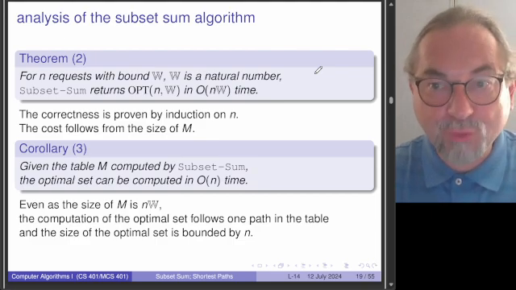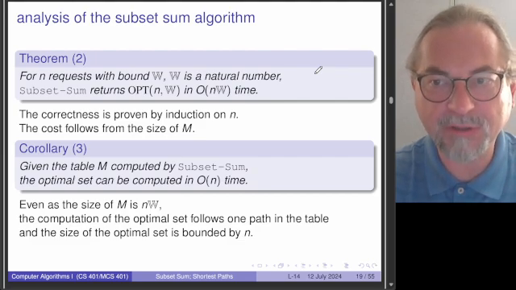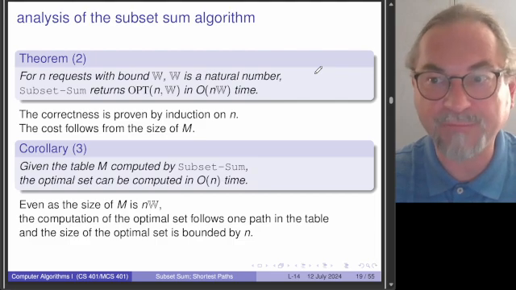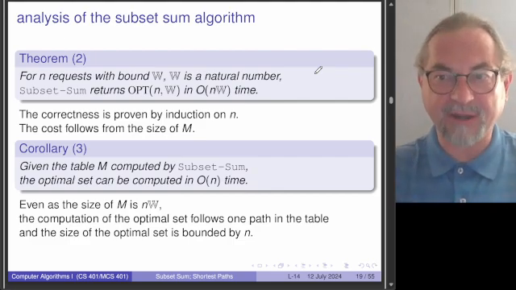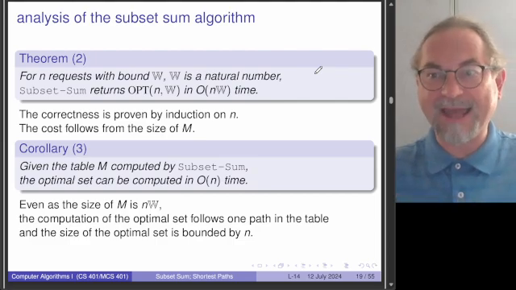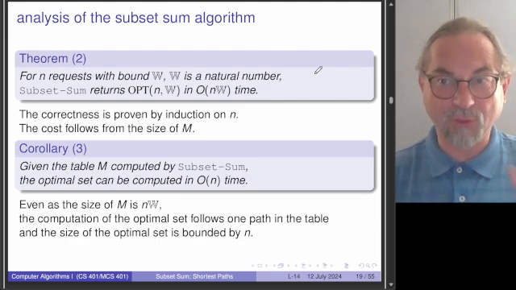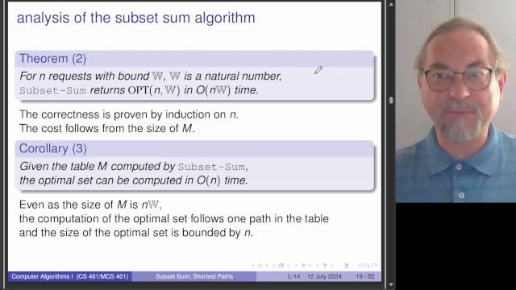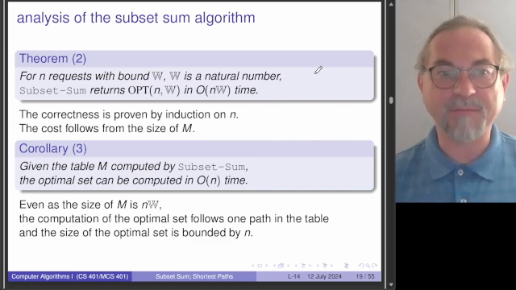One can prove this theorem by induction on the number of requests, observing that in proceeding to the next item, you actually compute one extra row in the table. And in doing the computation of the one extra row, you do a constant number of additions. So you always add a weight and you compare two numbers. So there are a constant number of comparisons, a constant number of additions.